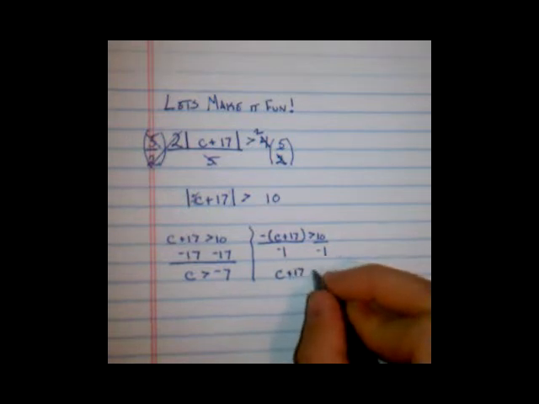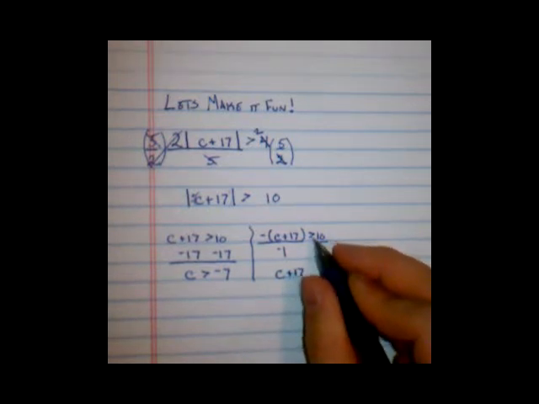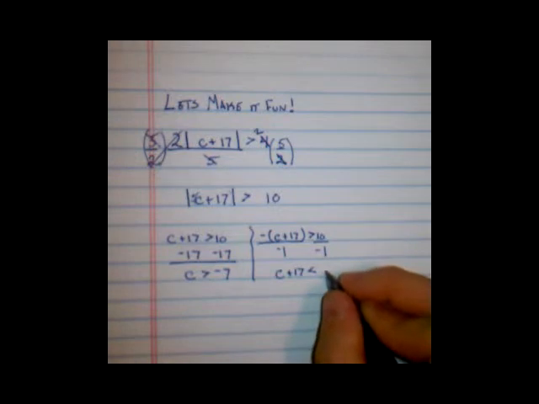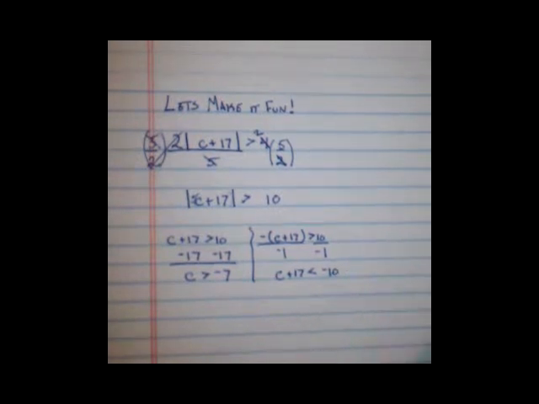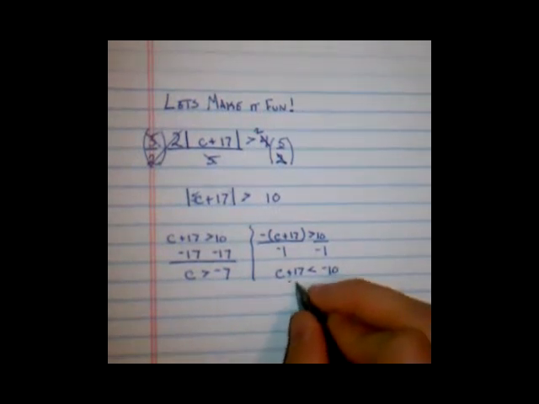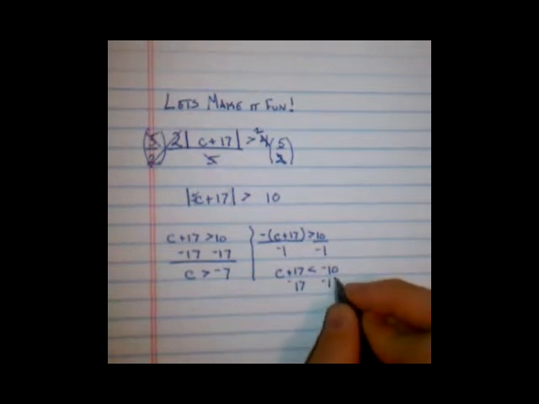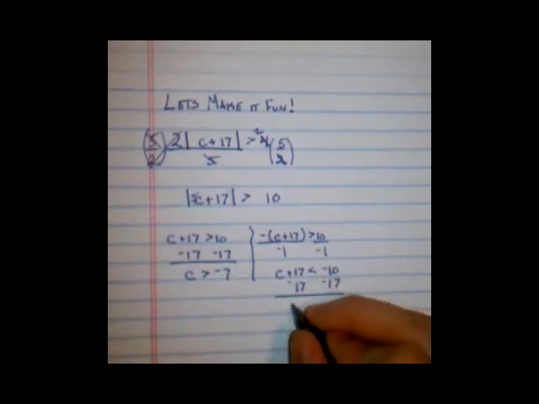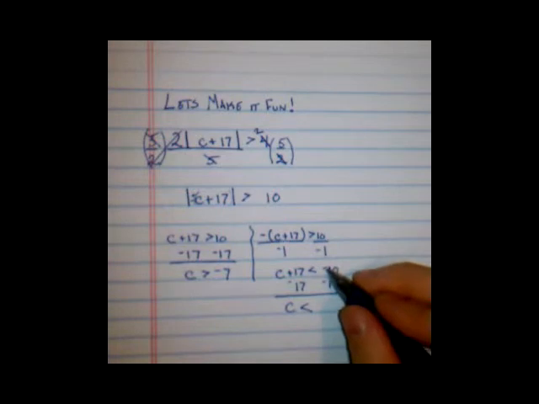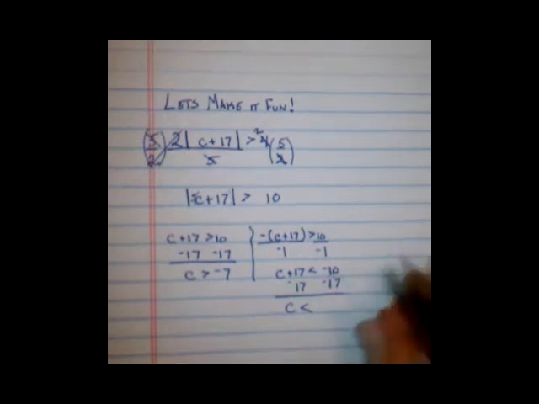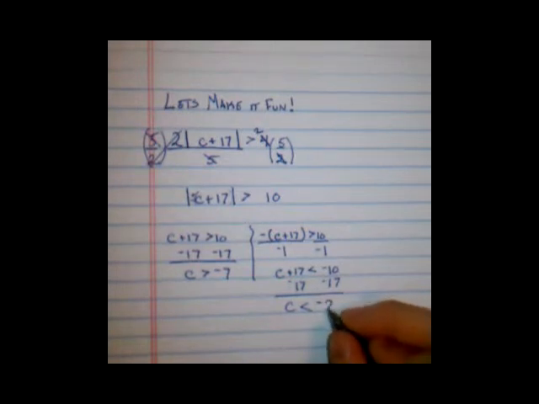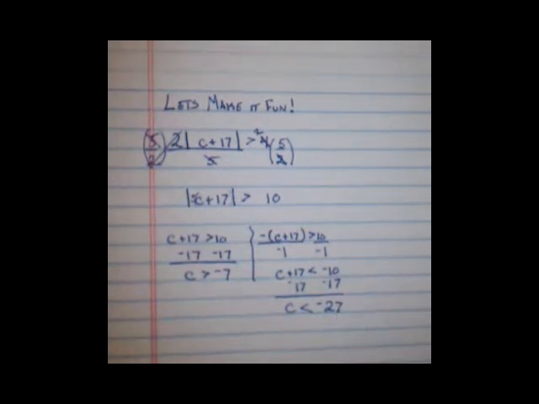C plus 17 divided by a negative. Go ahead and flip your arrow. Less than negative 10. Subtract your 17 like we did just a second ago. C is less than, same sign. So let's go ahead and add those. 17 plus 10 is 27. It remains negative. There it is.